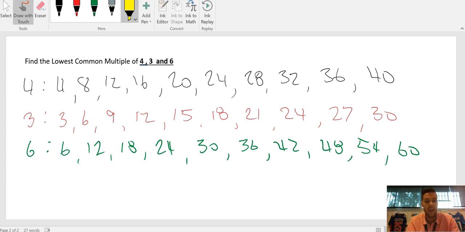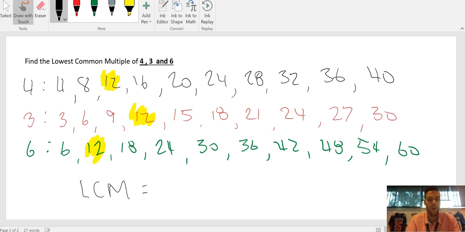Okay, here we go. So now we should be able to see, okay, 4 times 3 is 12. So the reverse of that, the inverse, 3 times 4 is also 12. 6 times 2 is 12. So our lowest common multiple would be 12.